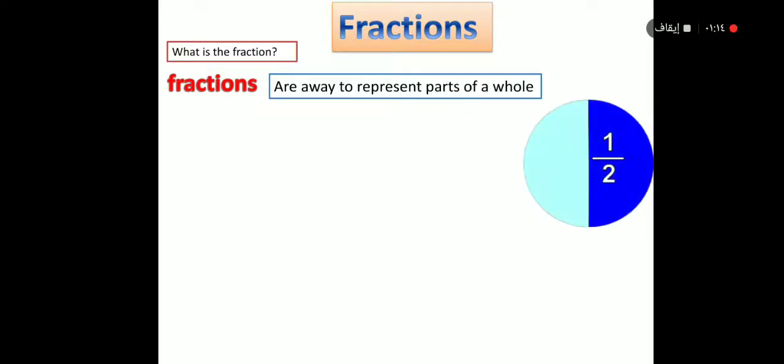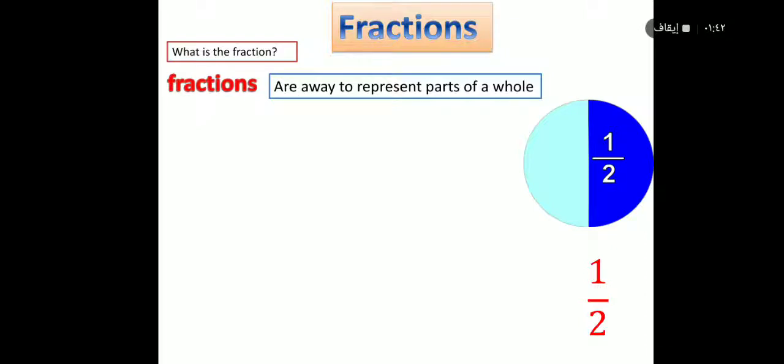If I have a circle, as you see, and I divided it into two equal parts, then I shaded one part of them. As you see, the fraction will be 1 over 2.